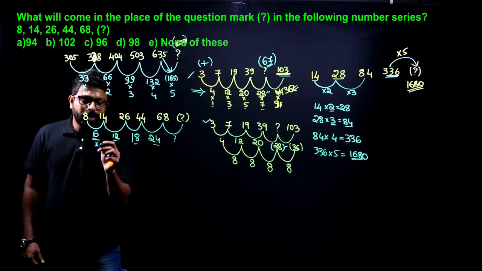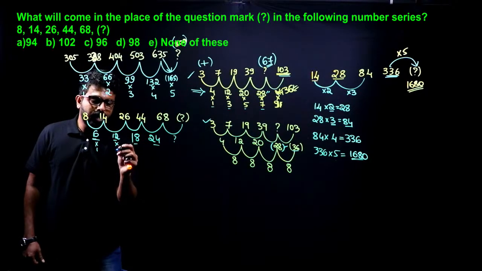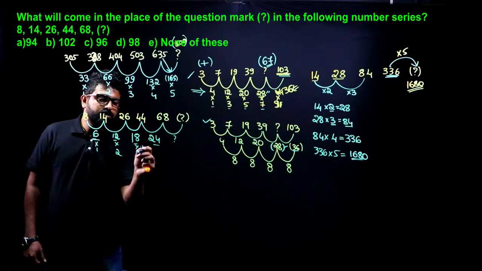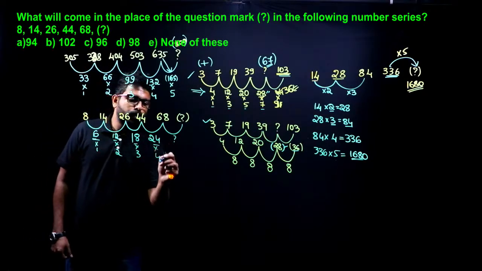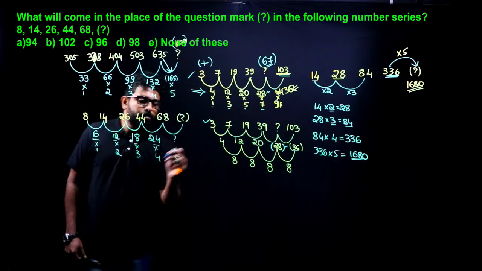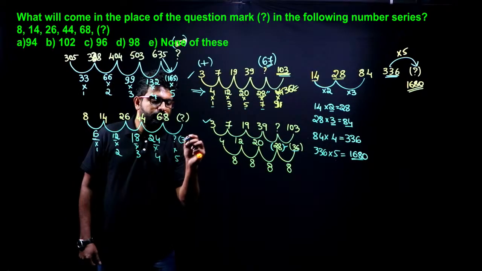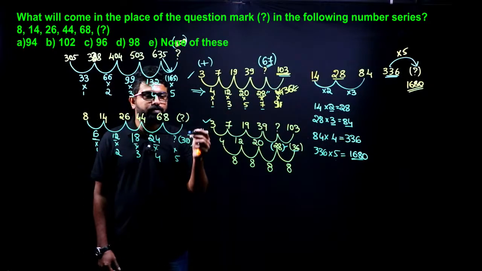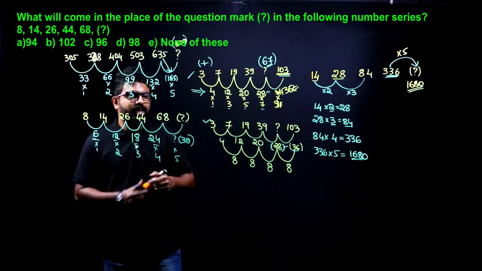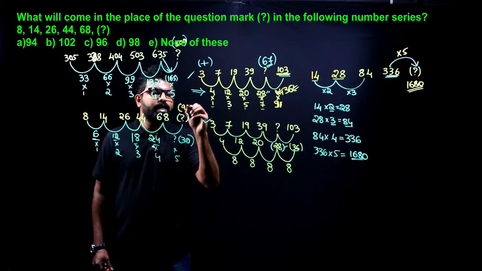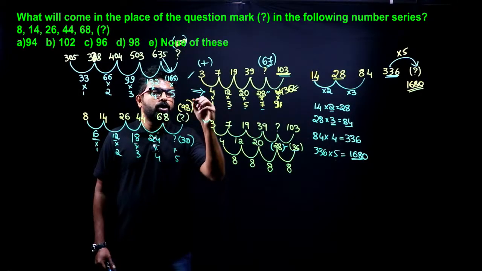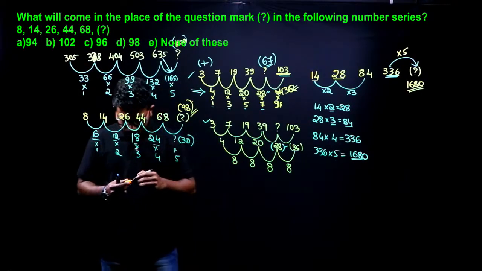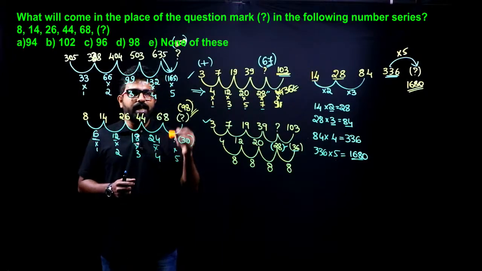6 one time gives me 6, 6 two times gives me 12, 6 three times gives me 18, 6 four times 24, 6 five times must be 30. So 68 plus 30 gives me, what will be my final answer here? My final answer would be 98. Many people had got this answer already. So I hope everything is clear with this.